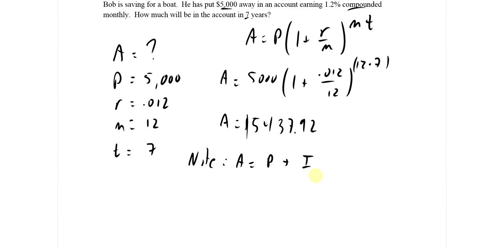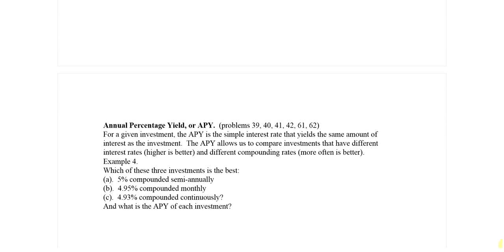Right. So the amount in the account is $5,437.92. It's the amount you put in, that's how much you invested, $5,000, plus whatever you earned in interest. So that's the $437.92. Okay. So most of the word problems are just like that.